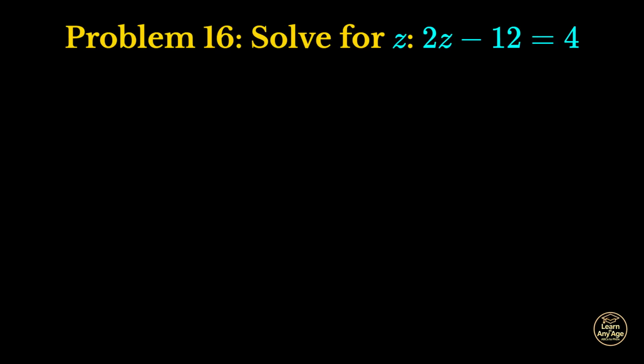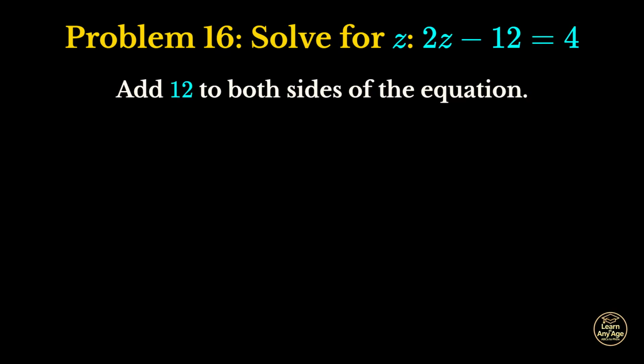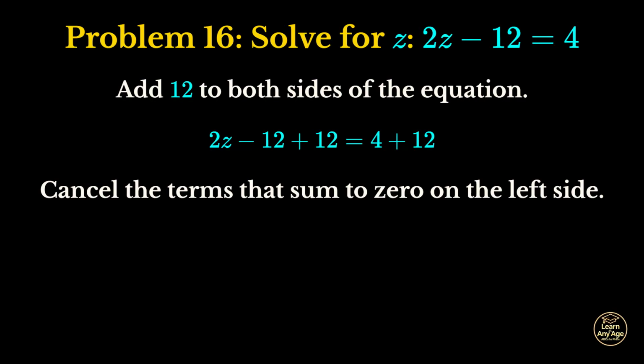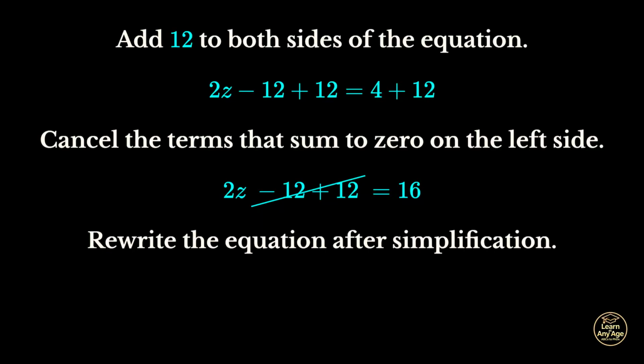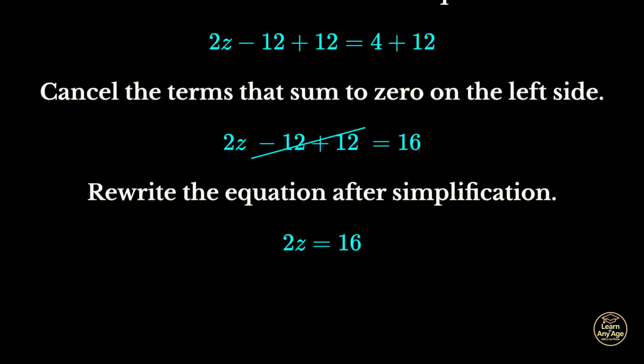Problem 16, solve for z, 2z minus 12 equals 4. Add 12 to both sides of the equation. 2z minus 12 plus 12 equals 4 plus 12. Cancel the terms that sum to 0 on the left side. 2z minus 12 plus 12 cancelled out equals 16. Rewrite the equation after simplification.